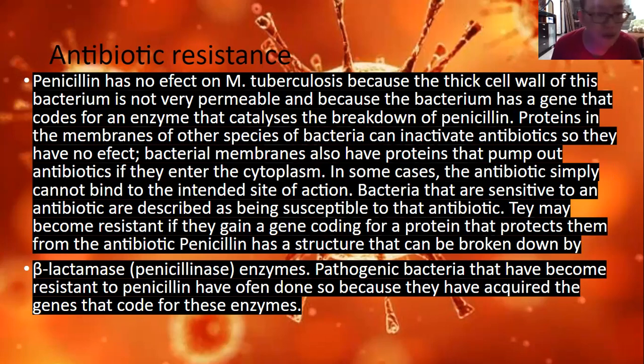Bacteria that are sensitive to antibiotics are described as being susceptible to the antibiotic. They may become resistant if they gain a gene coding for a protein that protects them from the antibiotic. Penicillin has a structure that can be broken down by the beta-lactamase or penicillinase enzyme. Pathogenic bacteria that have become resistant to penicillin have often done so because they have acquired the genes that code for this enzyme.